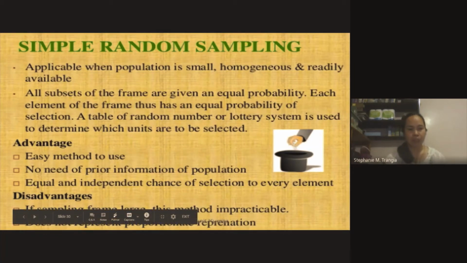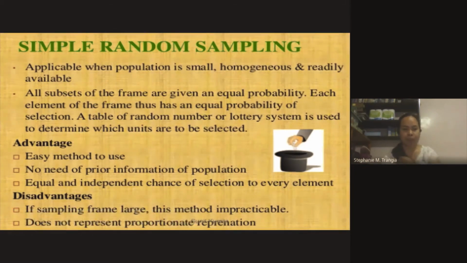These are actually used in SRS or simple random sampling. So what are the advantages? Easy method to use, no need of prior information of the population. Equal and independent chance of selection for every element. Okay. The disadvantage is that if the sampling frame is large, this method is impracticable. If your target population is very large, never use SRS. Imagine, Barangay Carmen, and you look for whoever is in Barangay 2, Zone 6. Whoever's name you draw, that is the one you have to look for. That is SRS.